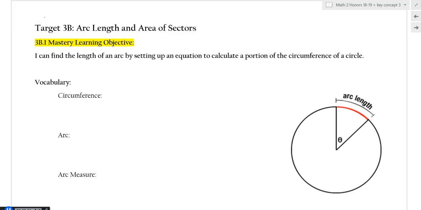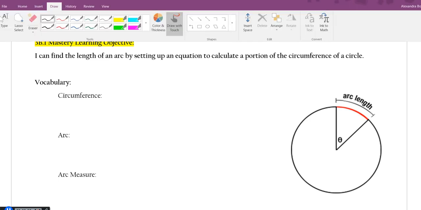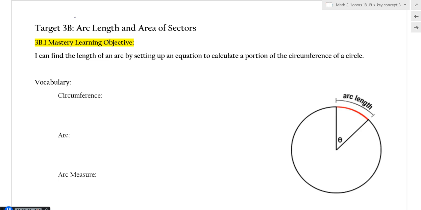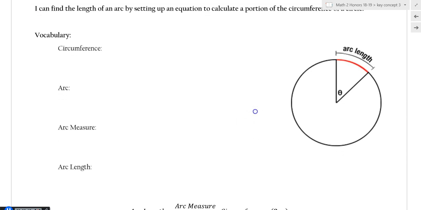Alright guys, we're now looking at target 3B, arc length and area of sectors. And we're going to start with arc length. So our master learning objective is I can find the length of an arc by setting up an equation to calculate a portion of the circumference of a circle. So the first thing we're going to look at is some of our vocabulary.